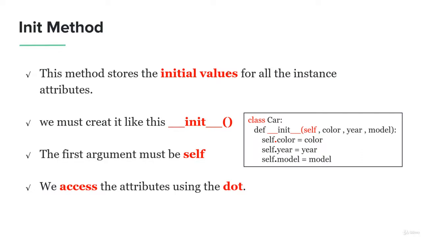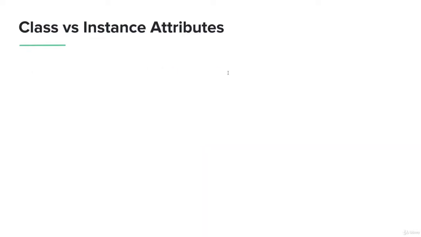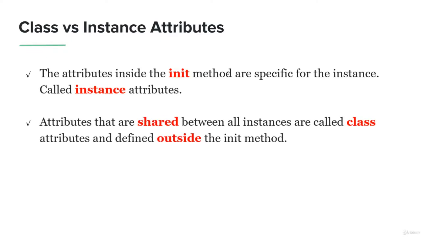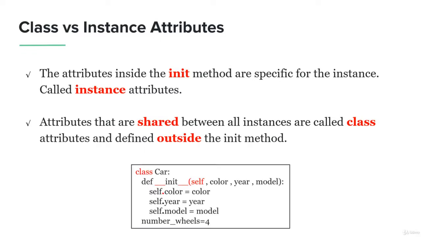But before going to the code, let's understand a very important concept, which is the difference between class and instance attributes. The attributes that are inside the init method are specific to this instance, and they are called instance attributes. But the attributes that are shared between all the instances are called class attributes, and they are defined outside the init method. To make this clear, let's look at this example.